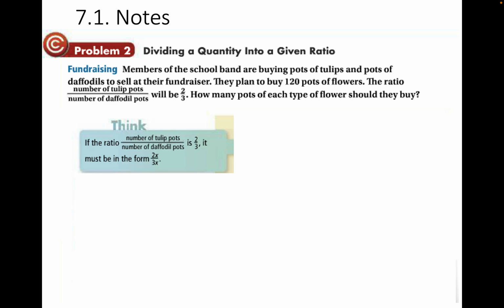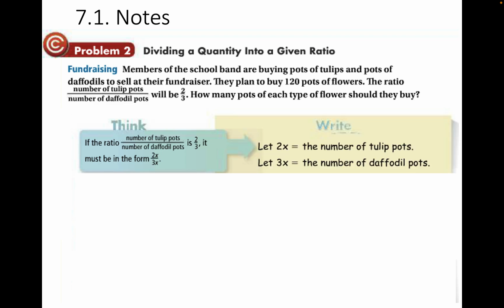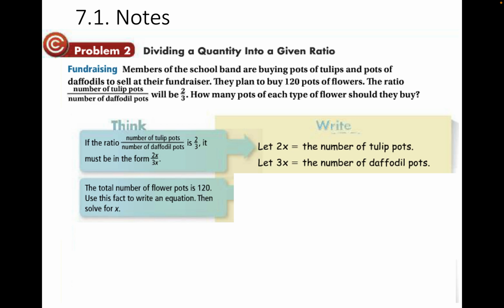Rather than just putting in numbers and coming up with something that adds up to 120, what we can do is first set 2x as the number of tulips and 3x as the number of daffodils. Then we recognize that the number of tulips plus daffodils together must equal 120. So I can write that as 2x plus 3x equals 120. I can solve that to find out that x equals 24.